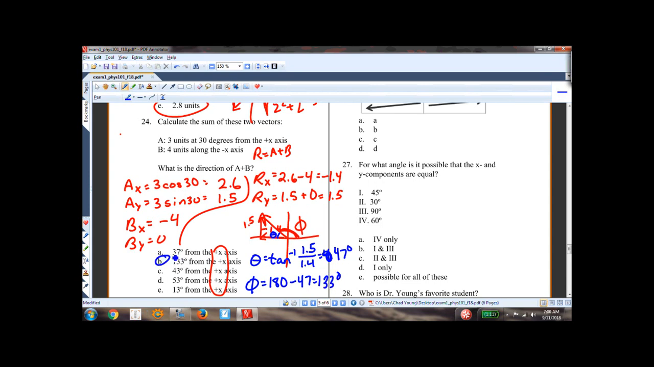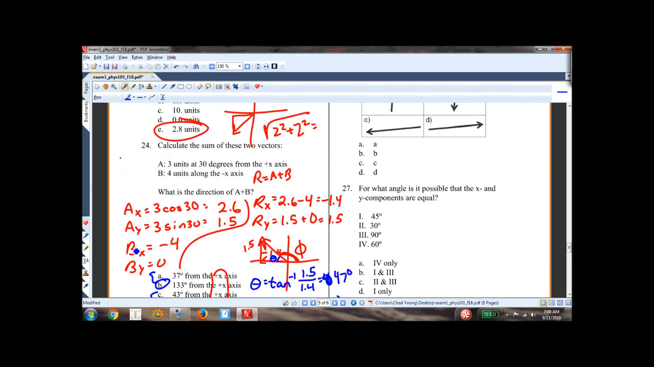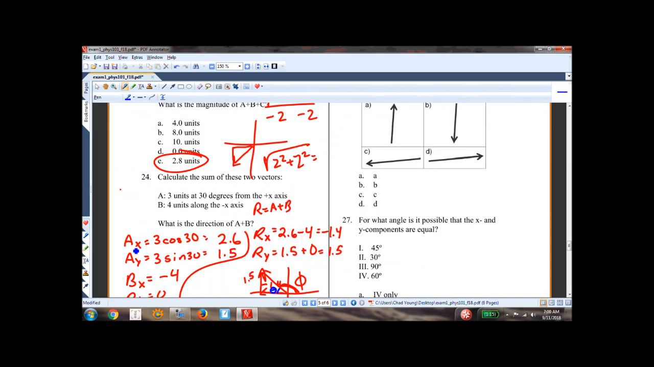But look, every single one of these is in the first quadrant. But I know that my answer is in the second quadrant, so it has to be B. That's just sort of a little pat on the back to me since I see that.